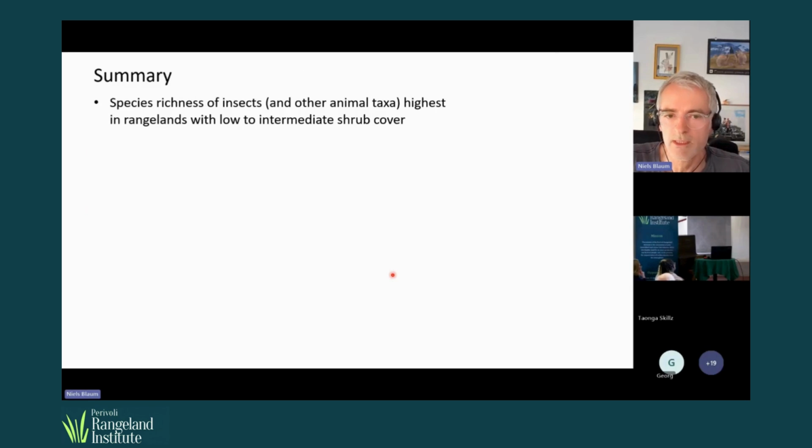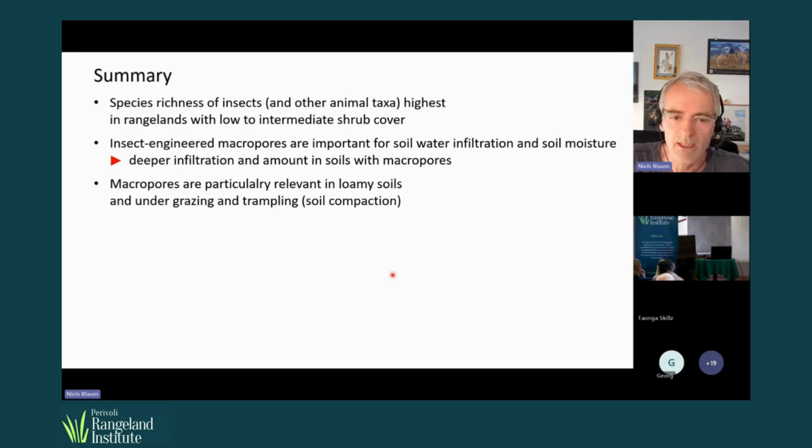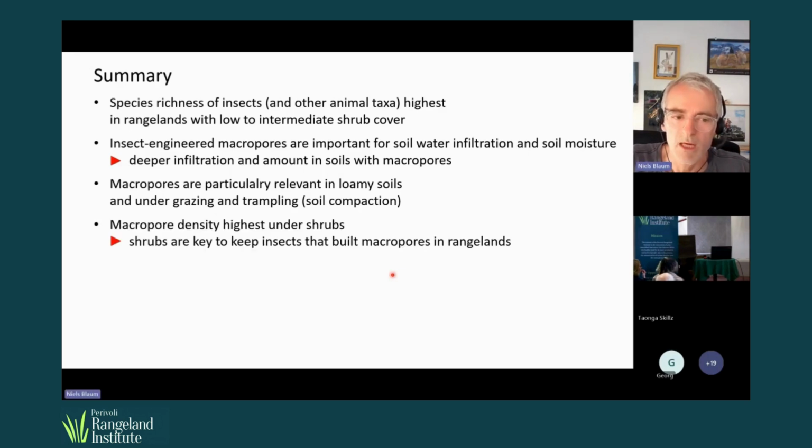To sum this up, species richness of insects, but also other animal taxa, is highest in rangelands with low to intermediate shrub cover. Insect-engineered macropores are important for soil water infiltration and soil moisture. We observe deeper infiltration and amount in soils with macropores compared to the same soil type without macropores. They are particularly relevant in loamy soils compared to sandy soils and under grazing and trampling impacts. We observed that macropore density was highest under shrubs. So shrubs are really key to keep insects that build these macropores in rangelands.